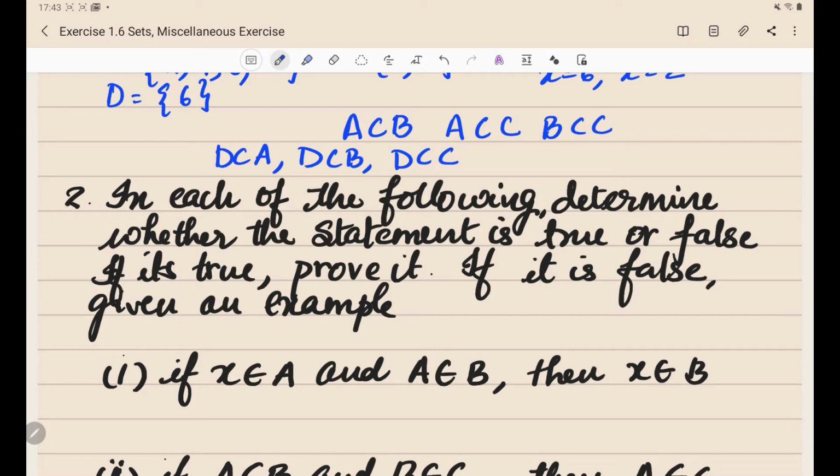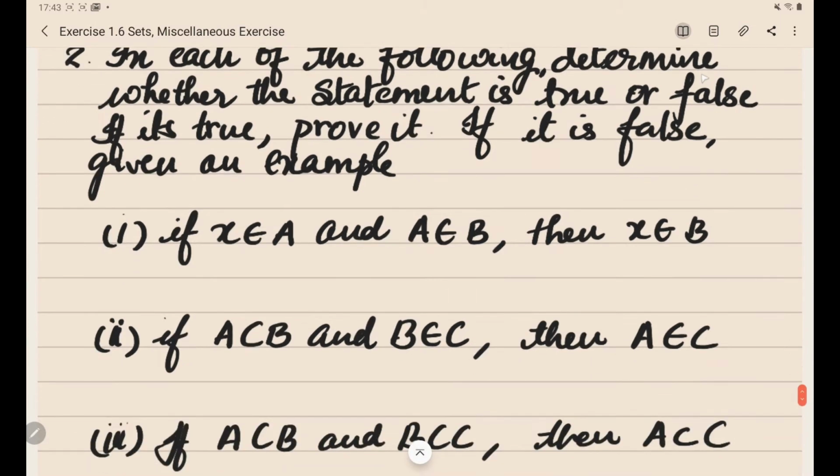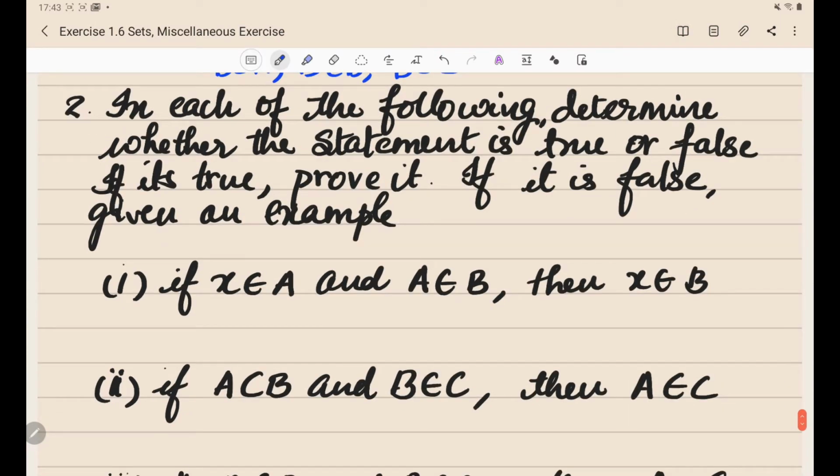In each of the following, determine whether the statement is true or false. If it is true, prove it. If it is false, give an example. So now let's solve the first problem in it. If x belongs to A and A belongs to B, then x belongs to B. Is that true or false? It is false. We can prove it through an example.